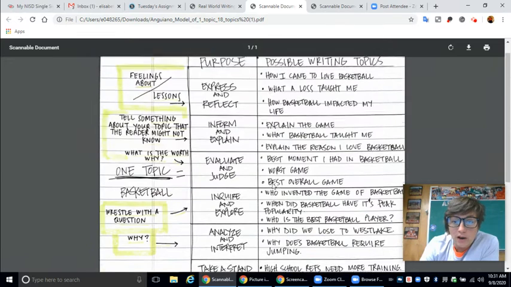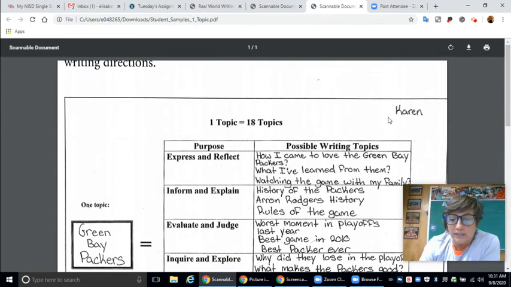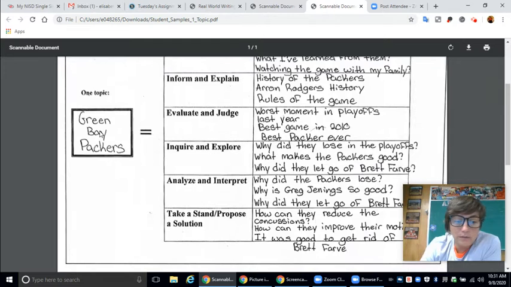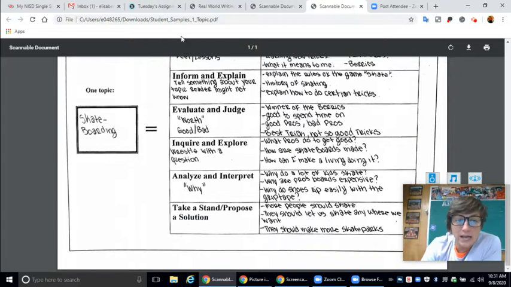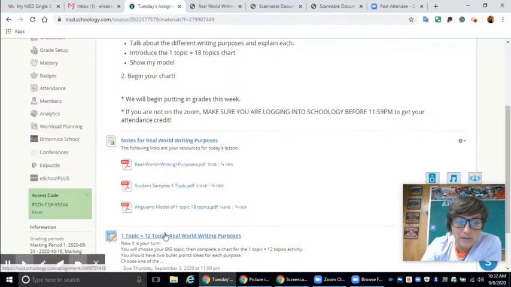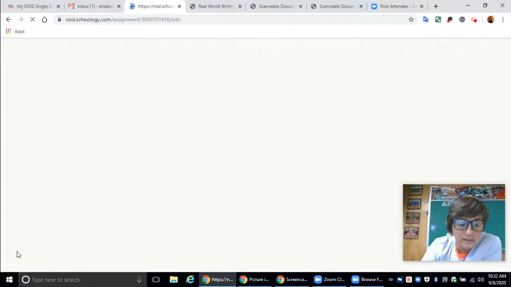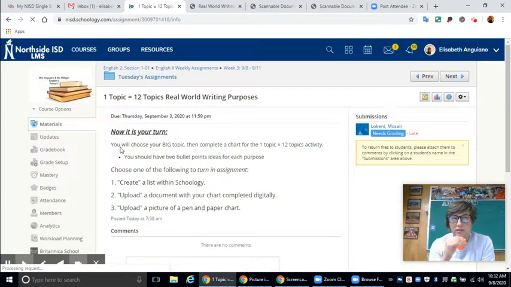I also included some student samples. Karen wrote about the Green Bay Packers. Danny wrote about skateboarding. Now it's your turn. If you go into the assignment, you will choose one broad topic, and then within each purpose, you are going to create 2 bullet points. So it's actually going to be one topic equals 12 topics.